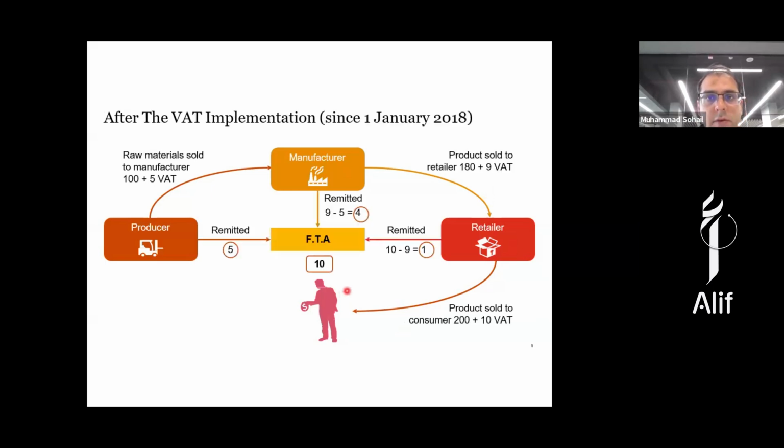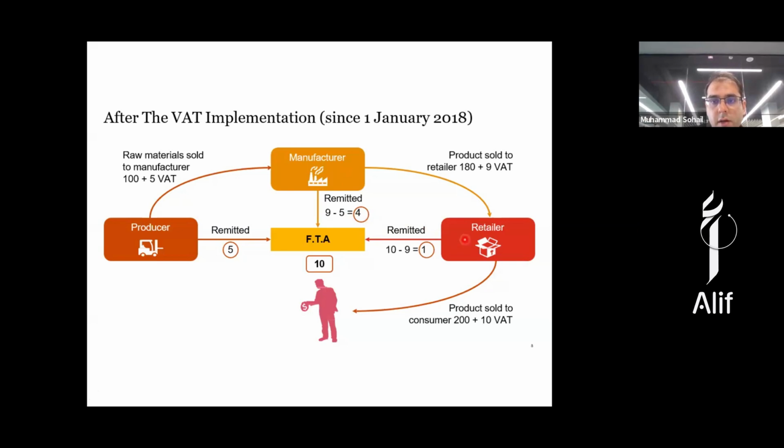The scenario completely changed on 1st January 2018 when VAT was implemented. Here you can see that the producer is charging the manufacturer 100 dirhams, and 5% of that is the VAT rate. So 5 dirhams is the output tax. This output tax of the producer has to be remitted to the FTA, which is what's being done here. It's being remitted to the FTA, and that output tax of 5 dirhams is also input tax for the manufacturer. So then the manufacturer charges 180 dirhams to the retailer, and 5% of that is 9 dirhams. So the output tax for the manufacturer was 9, the input tax for the manufacturer was 5, and 9 minus 5 is 4. So this net amount of 4 is remitted to the FTA.